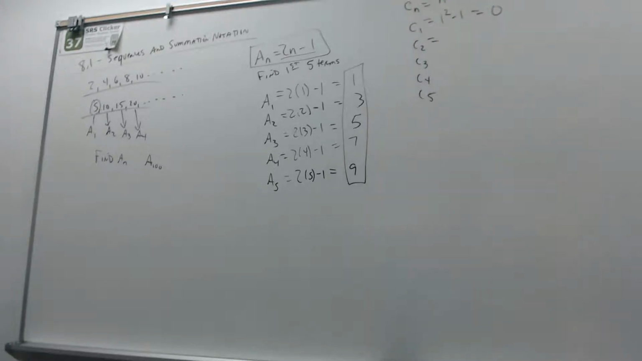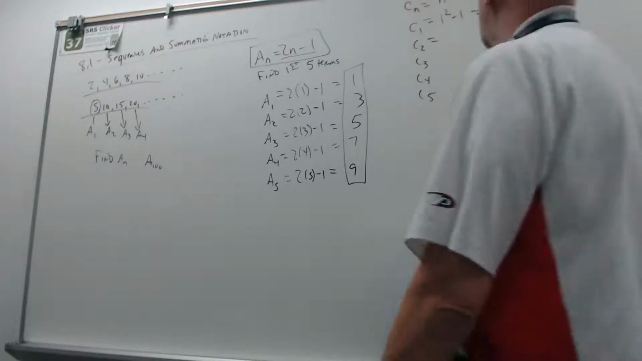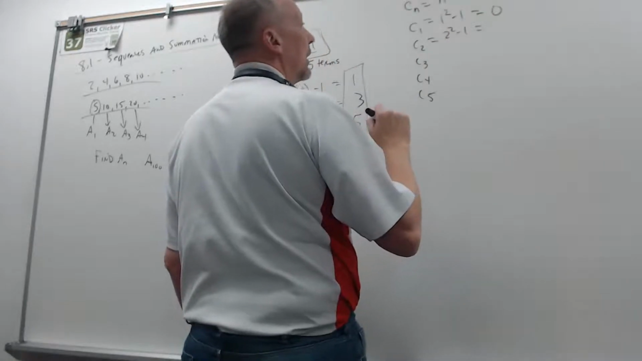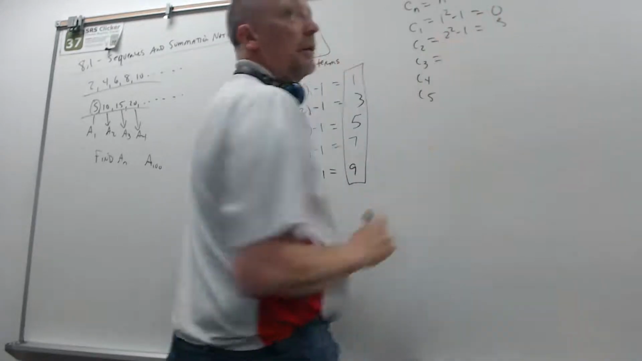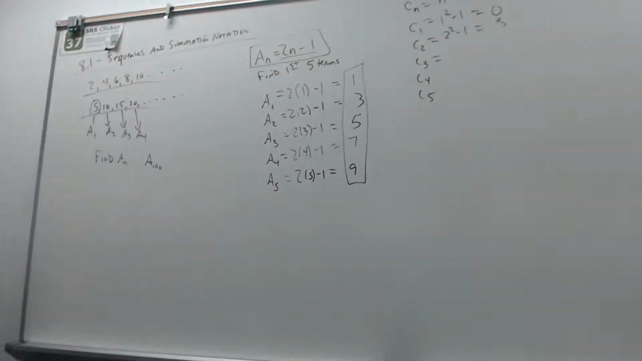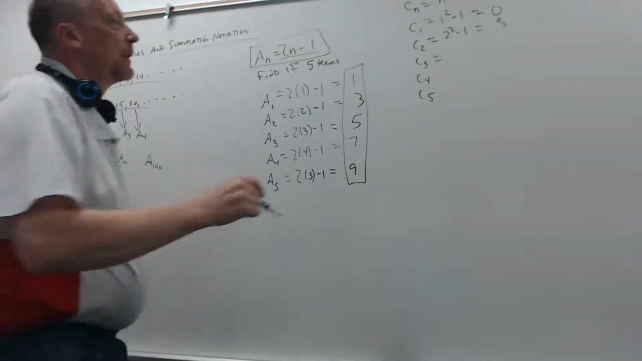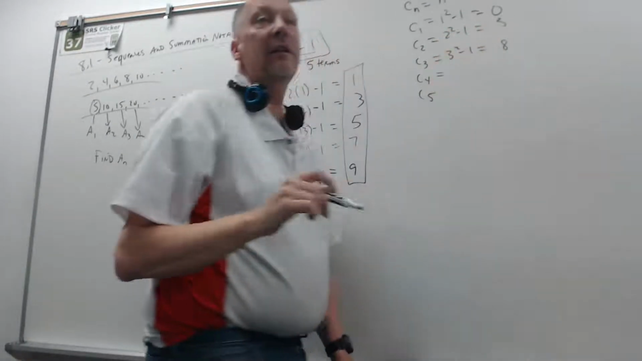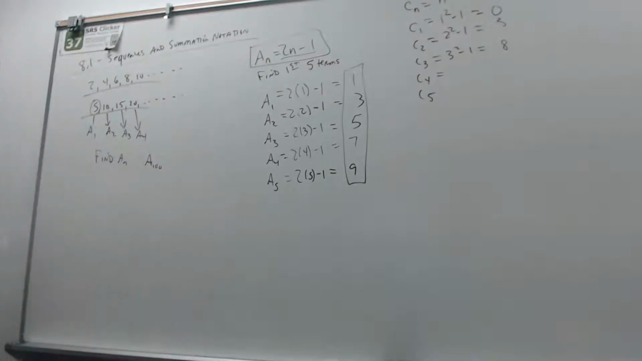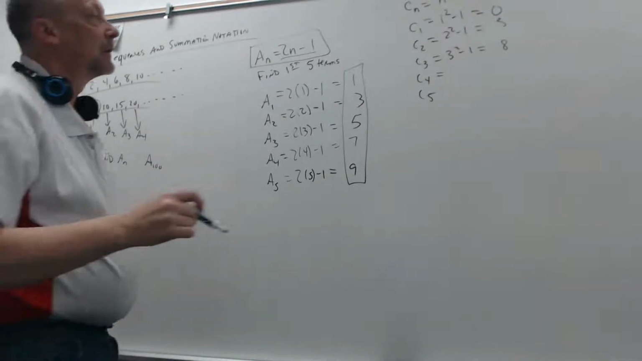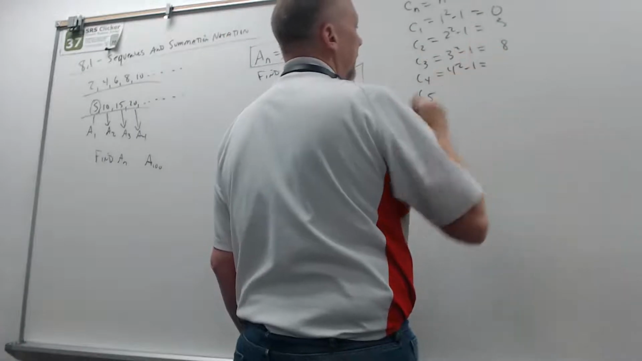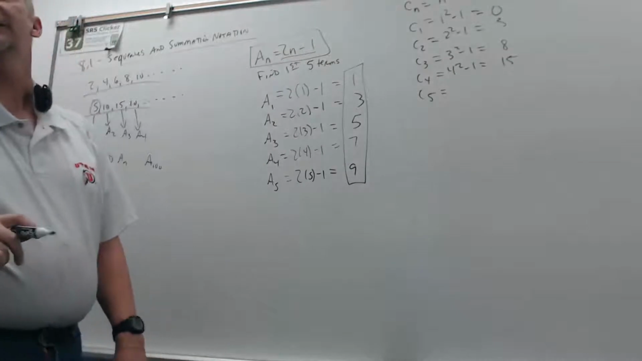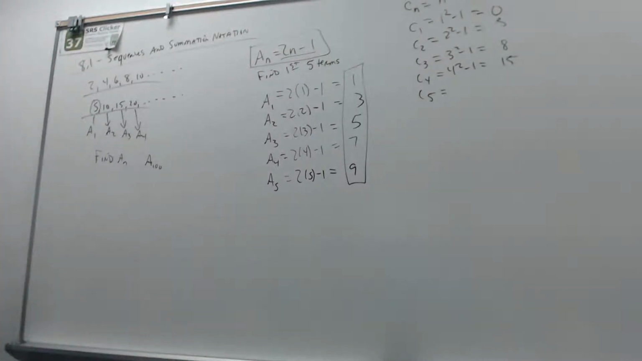Ethan, second term in the sequence? 2 squared minus 1 equals 3. Third term in the sequence, Cameron. 3 squared minus 1 equals 8. Fourth term in the sequence, Victor. 4 squared minus 1, which equals 15. And the fifth number in the sequence, it must be Caitlin's turn.